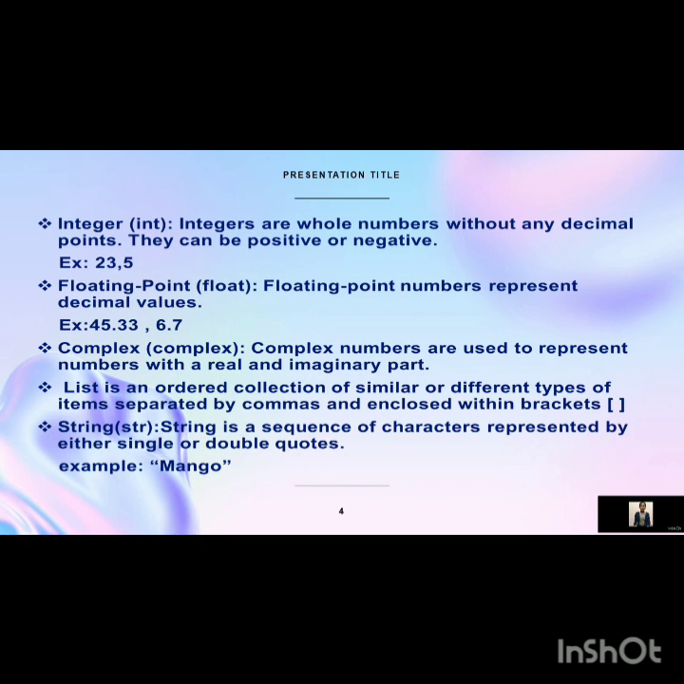The fourth one is list. List is an ordered collection of similar or dissimilar items separated by commas and enclosed within square brackets. Next comes string, that is represented as str. String is a sequence of characters represented either with single or double quotes. For example, any sequence of characters, for example mango, or any characters enclosed within double or single quotation.